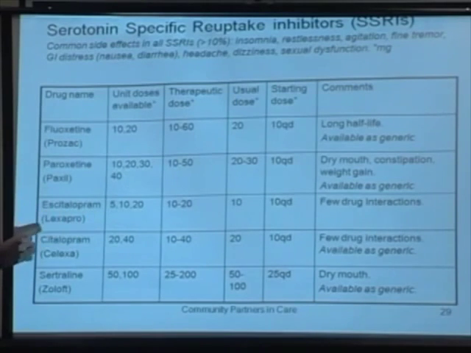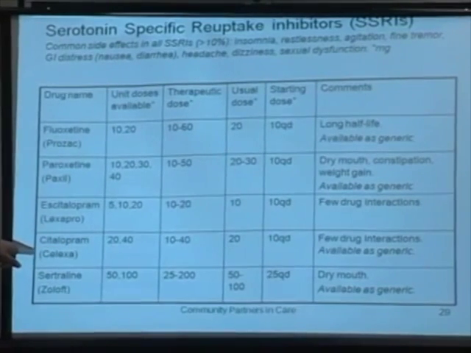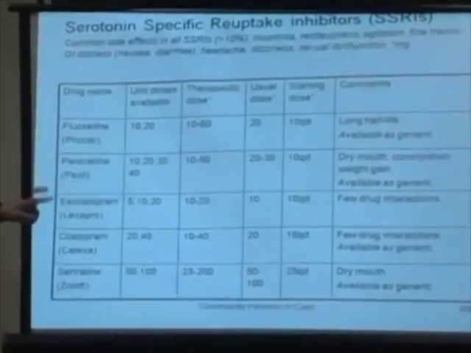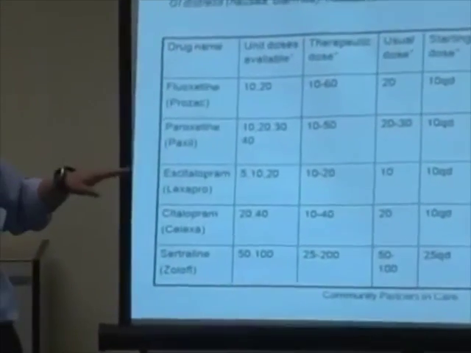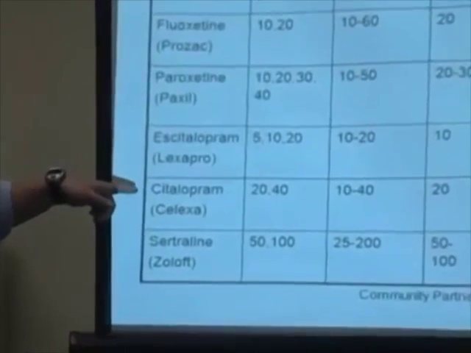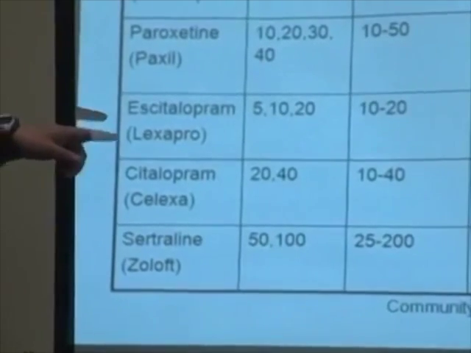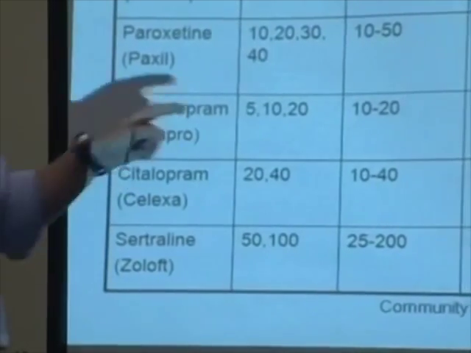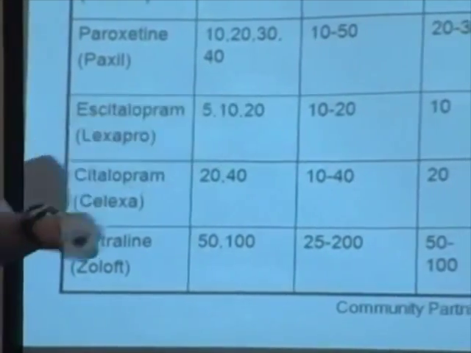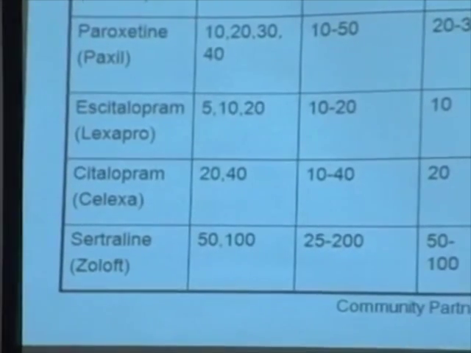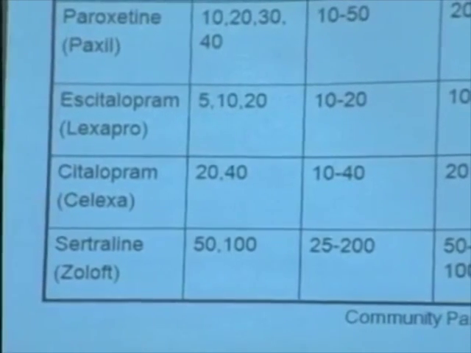Escitalopram actually is not available as a generic. It's a cousin of Celexa. I like to call it Coke and Pepsi. Or Coke and Coke, Diet Coke and Coke Zero, in that they're more similar than different. Unit doses available are 5, 10, and 20. Therapeutic doses are 10 to 20. It's what they call a very clean medication. It doesn't interact with a lot of other medications. Same with citalopram.